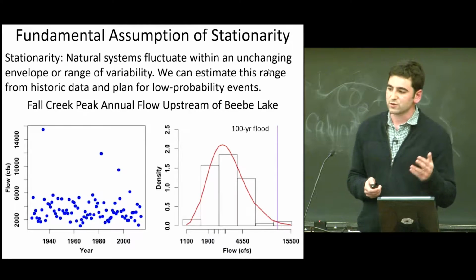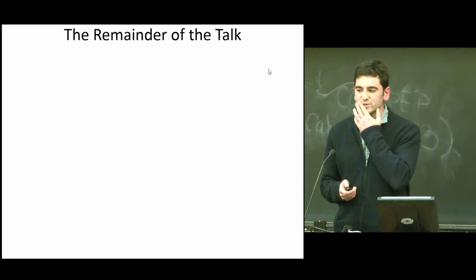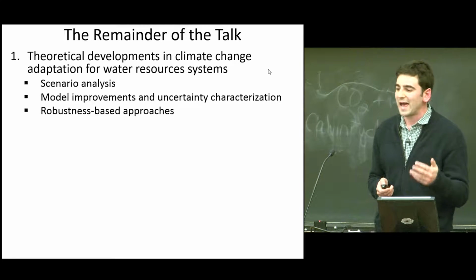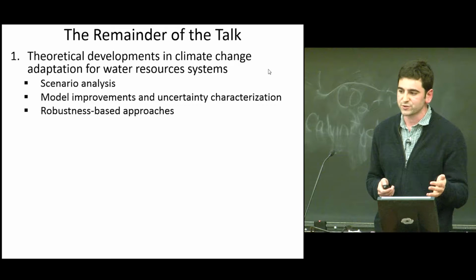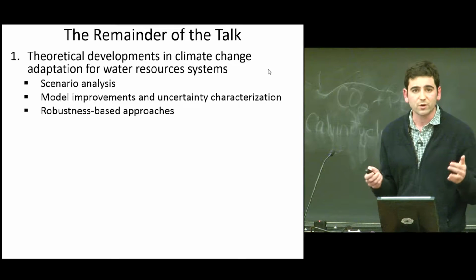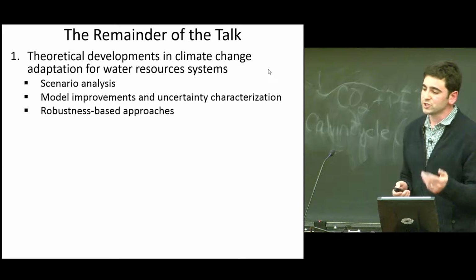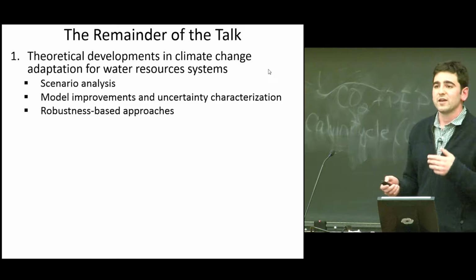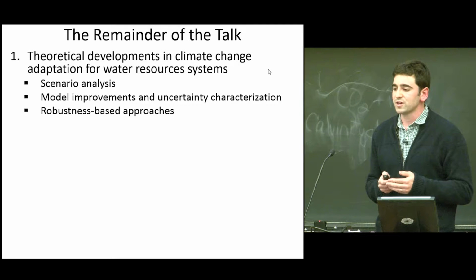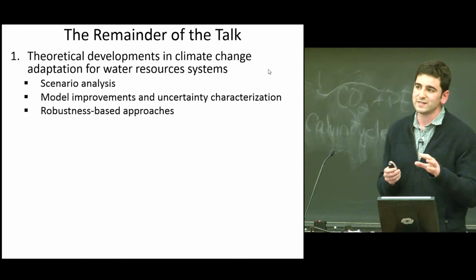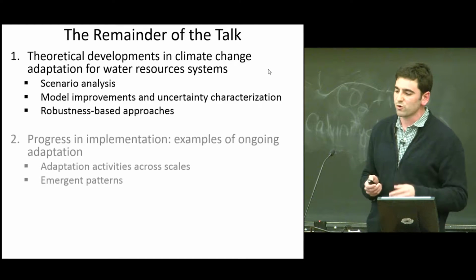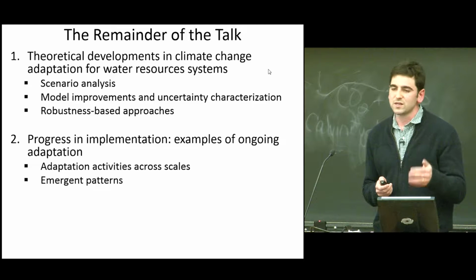So what I want to do for the rest of the talk is touch upon three points. First, I want to go into some of the theoretical developments in the literature on how we adapt water resource systems to climate change. I want to start with the early developments that have continued to now, which is a scenario analysis type approach. Touch upon some of the model improvements, issues with uncertainty characterization and decision relevance that developed, and then touch upon some of the more recent approaches, which are based in robustness theory, which I'll touch upon later.